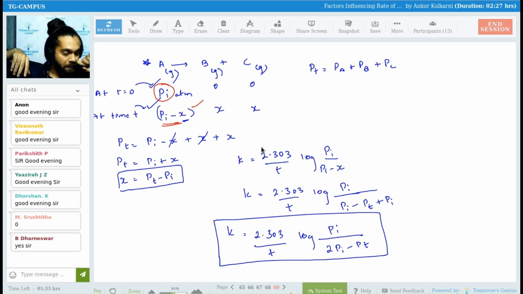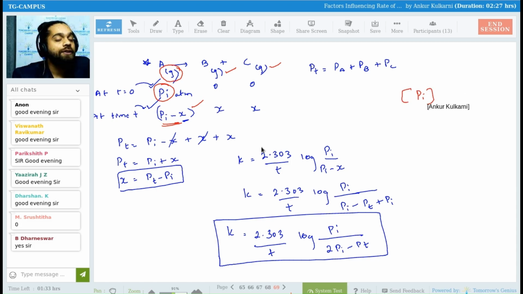Okay, Shrutika, I'll repeat. Here we are considering pressure because this is a gaseous reaction. We are not considering concentration of gas. We never consider concentration of gas. Whenever it is a completely gaseous reaction, at that time we consider the pressure. We cannot write concentration of gas. Are you getting it, Hari Mahesh? So whenever you have all the reactants and products in the gaseous state, you have to follow this.